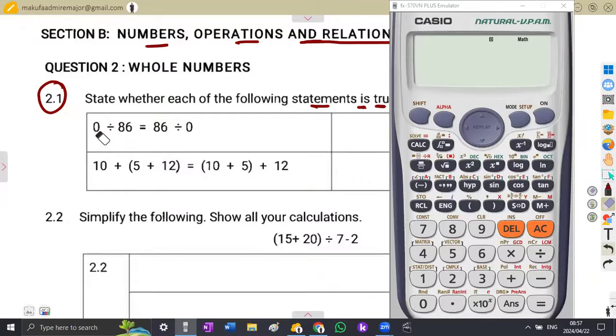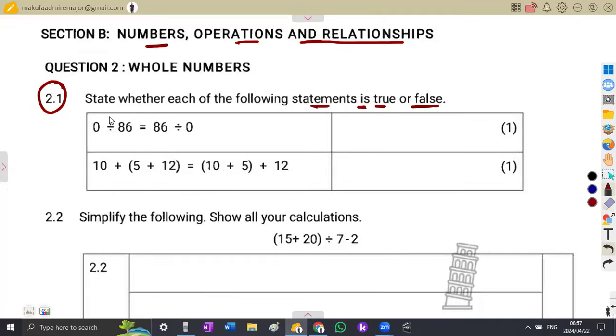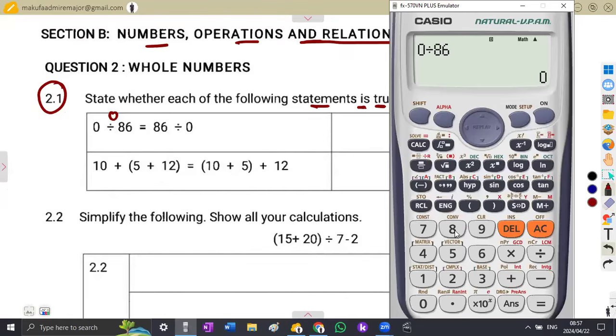The first one is 0 divided by 86. 0 divided by 86. That's a 0. Okay, so the first one, we get a 0 there. Let's move on to the other one. 86 divided by 0. This does not exist in math. You cannot have a denominator. You can't divide by a 0. That's why it is giving you math error.